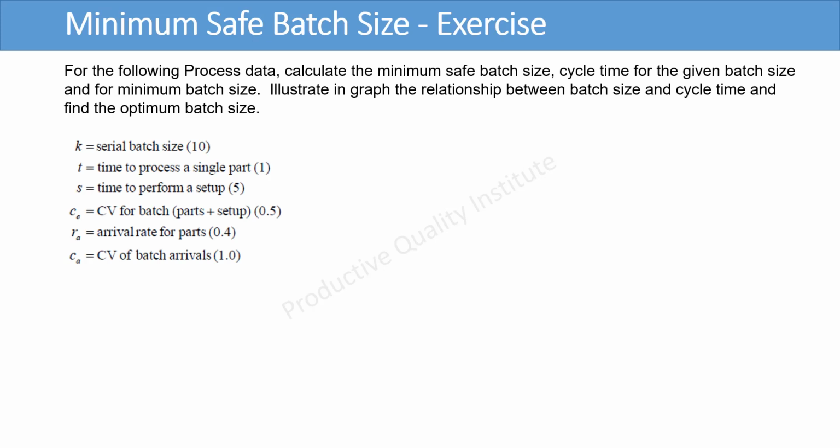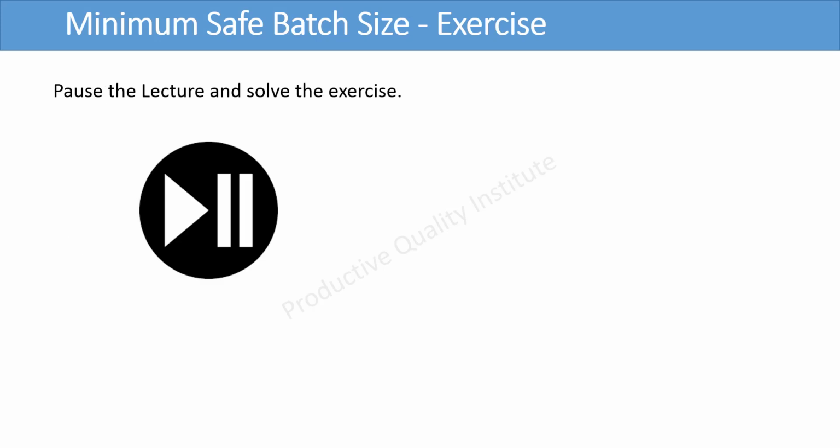For the following process data, calculate the minimum safe batch size, and the cycle time for the given batch size and for minimum batch size. Illustrate and graph the relationship between batch size and cycle time and find the optimum batch size. Please pause the lecture and solve the exercise.